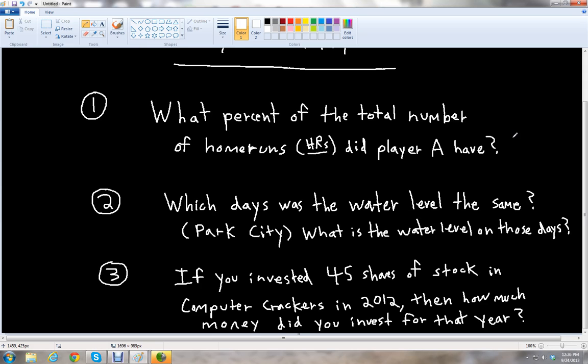And then the next question, which days was the water level the same for in Park City? And then I'll also ask you, what is the water level on those days? So that's a 2-part question. You need to know what days was it the same, and what is the actual water level on those days.